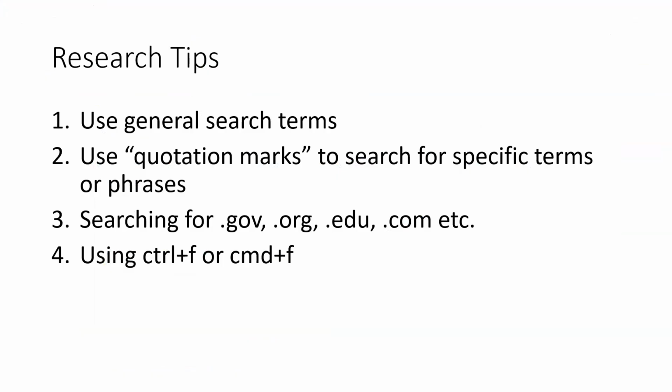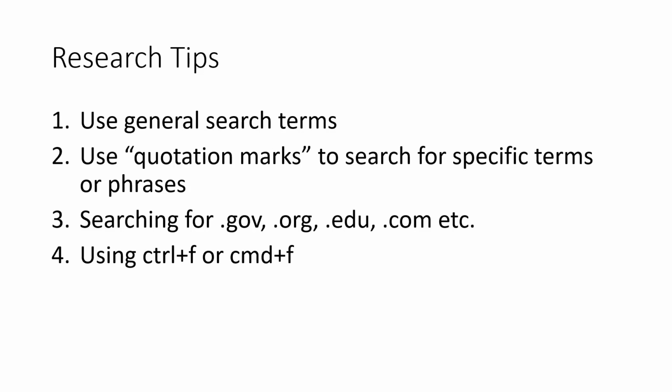Okay, next one is searching .gov, .org, .edu or .com websites. .gov websites are government websites. .org means organization, .edu means education, and .com means commercial. Each type of website has a specific kind of function or purpose, right? And is also run by particular groups.